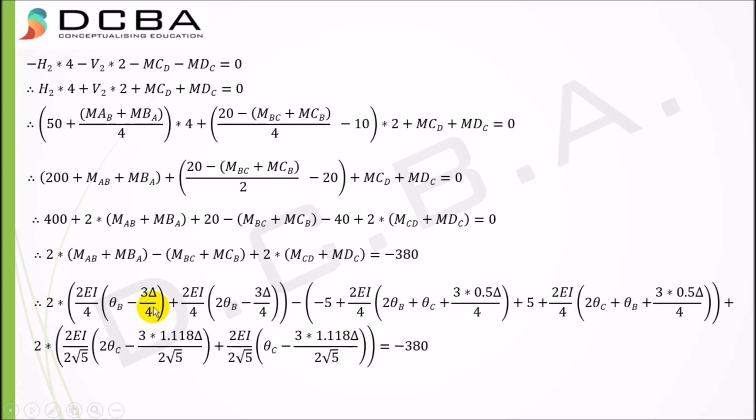Alright, and I would now simplify this step by step. I'll directly write the equation that I have got. You can simplify this on your own. It's very easy, nothing very complicated. So the final equation that I get is 1.5 theta b plus 1.1833 theta c minus 3.2166 delta equal to minus 380 by EI. And this is the third and final equation to find theta b, theta c and delta. I'll name this as equation 9.